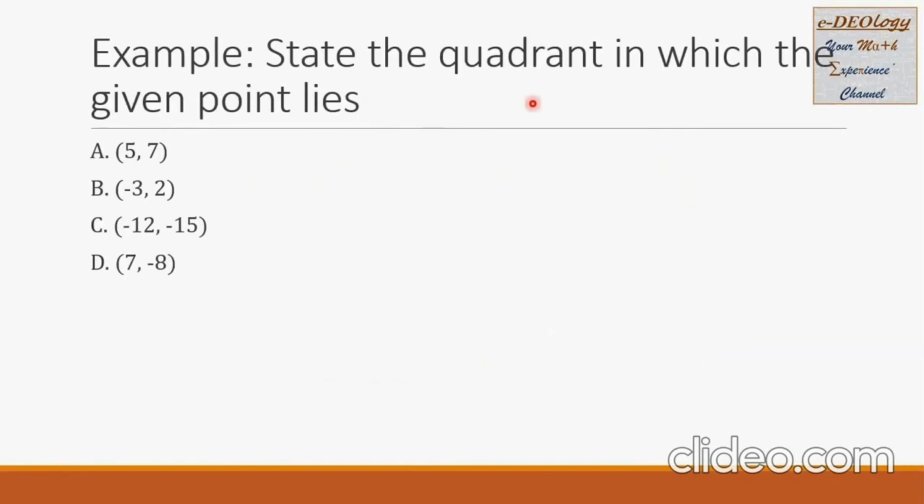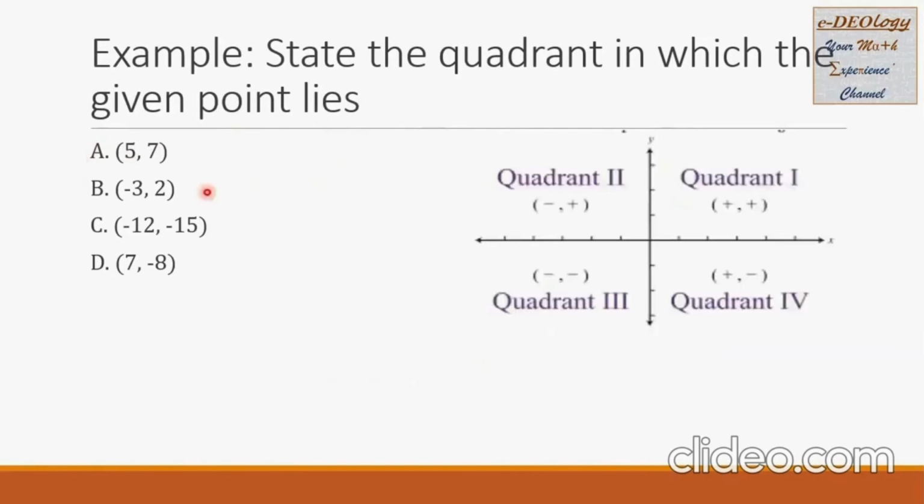Let us state the quadrant in which the given point lies. I have here 4 points. The first point is (5, 7). We can see that the x is positive and y is also positive. In this case, the point (5, 7) lies in quadrant 1.